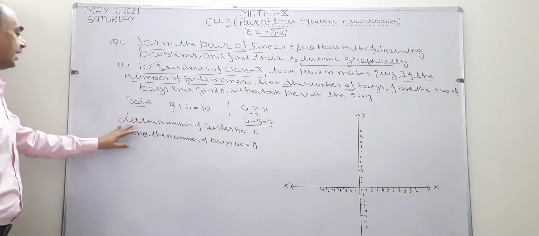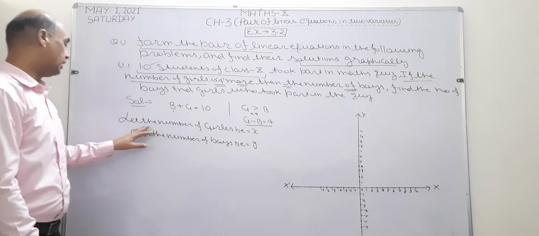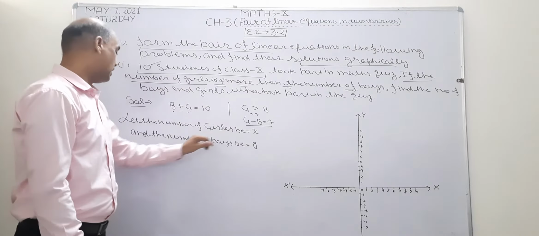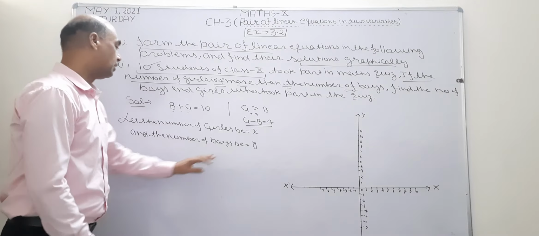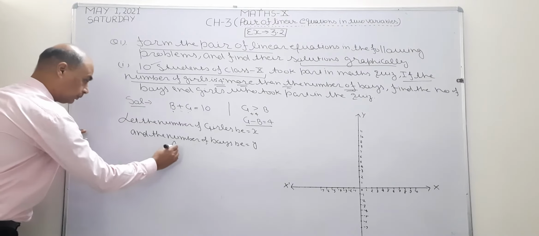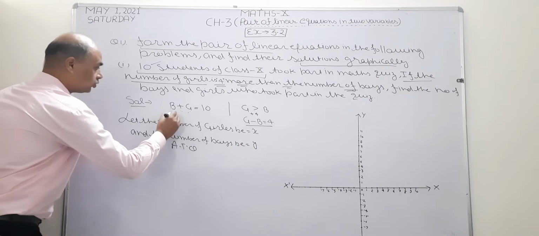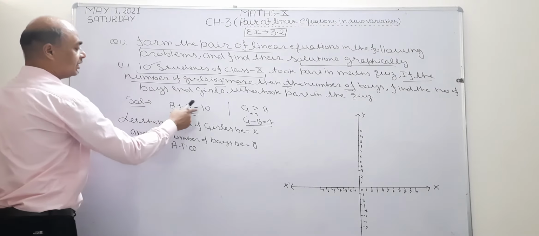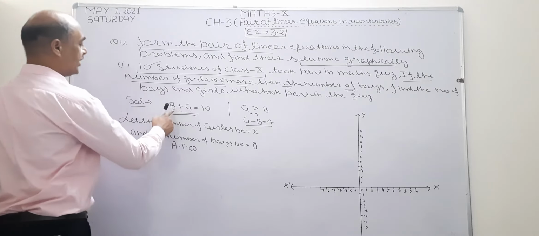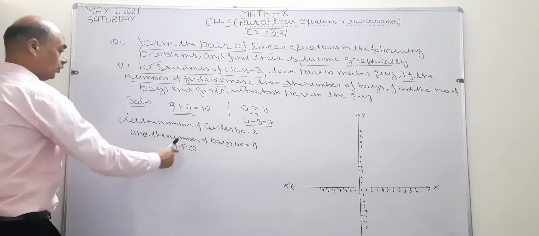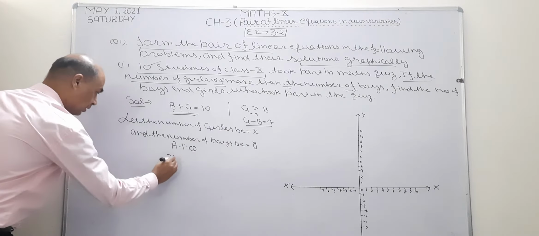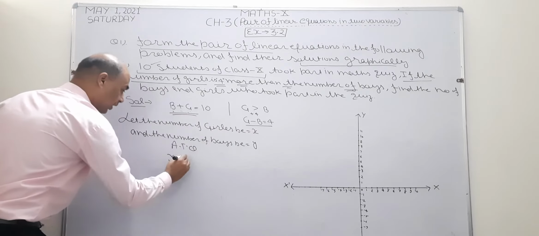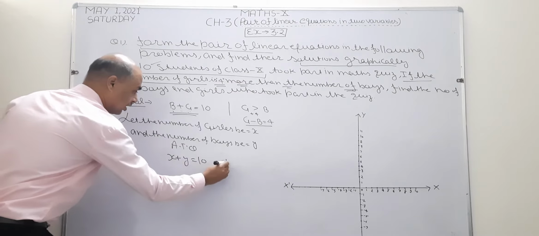Now in this question the number of boys and girls is not given. So I suppose, let the number of girls be X and the number of boys be Y. Now according to the question, it is given that boys plus girls equal to 10. Number of girls is X, number of boys is Y, so X plus Y is equal to 10. This is the first equation.